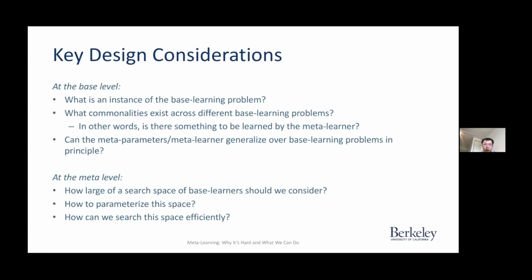And finally, we also want to think about whether the meta parameters or the meta learner can actually generalize over the different base problems in principle. Are the hyperparameters we learn going to be useful for other base learning problems, or are they just going to be specific for the current one?